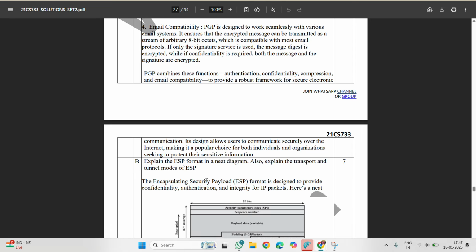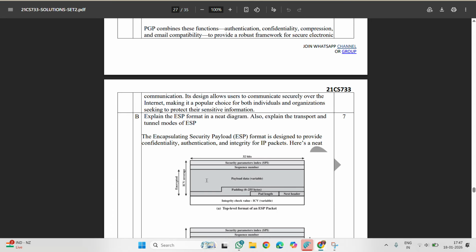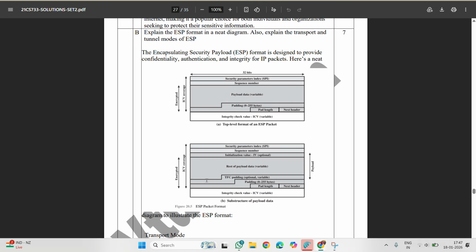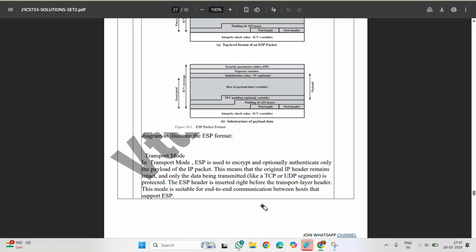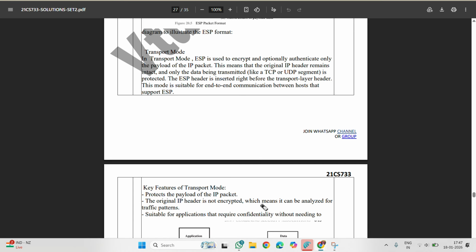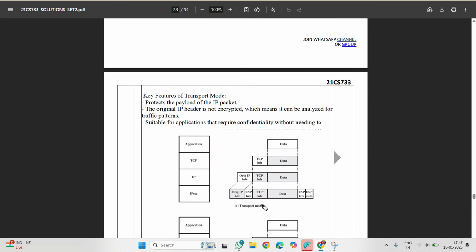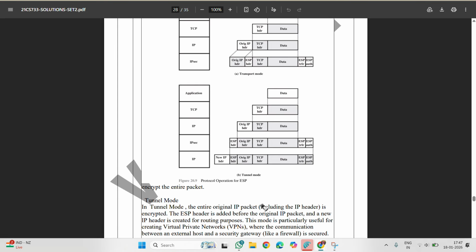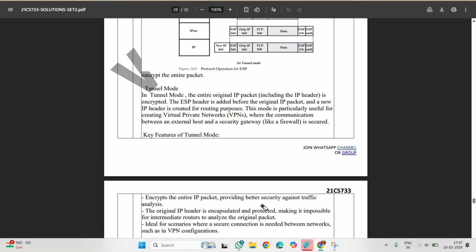Coming to the next question, explain the ESP format in a neat diagram. Also explain the transport and tunnel modes of ESP. Firstly, what is ESP? Encapsulating security payload. This is the abbreviation of ESP. Explain how it is defined and why it is used. And draw the diagrams like top level format of an ESP packet and substructure of payload data. And explain what is transport mode and also key features of transport mode. Draw the diagram of transport mode and tunnel mode, and also explain what is tunnel mode with the features of the tunnel mode.